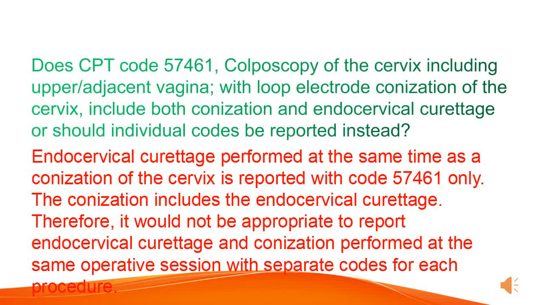Does CPT code 57461, colposcopy of the cervix including upper/adjacent vagina, with loop electrode conization of the cervix, include both conization and endocervical curettage or should individual codes be reported instead?